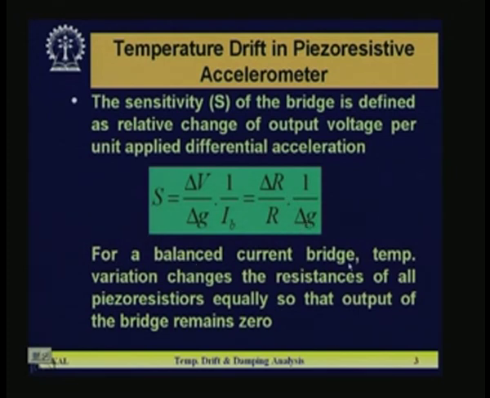For a balanced current bridge, temperature variation changes the resistances of all piezoresistors equally, so the output of the bridge remains 0. That means with temperature the bridge resistances change, but if all the resistances change equally, in the positive or negative direction, then the output voltage of the bridge should not change, because it is basically the ratio of the resistances, R1 by R2 equal to R3 by R4. All the resistances change equally, so the ratio remains the same. In that case you may not get a change of the output, but the real-life situation is not so. All the resistances will not change equally.